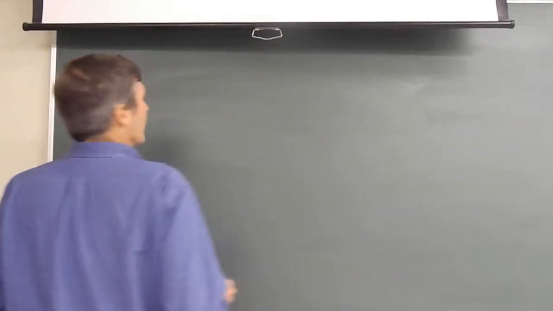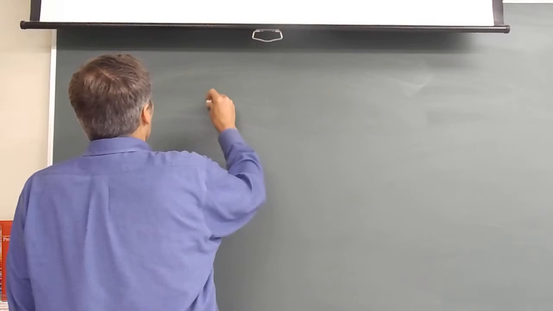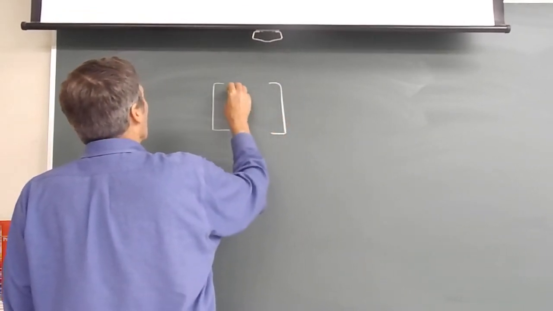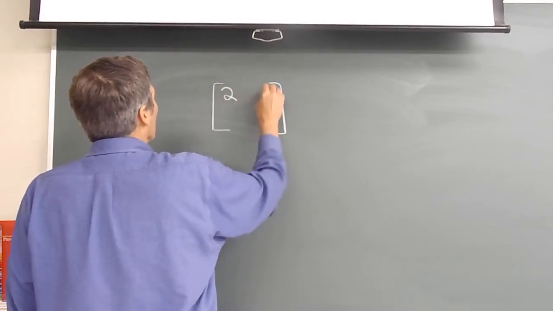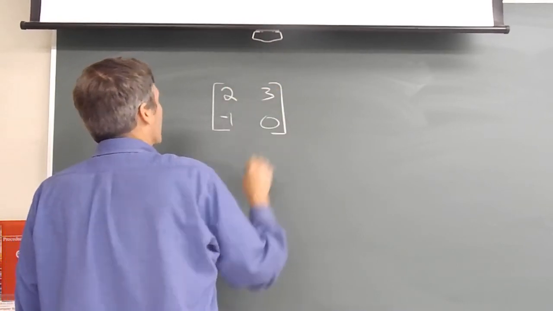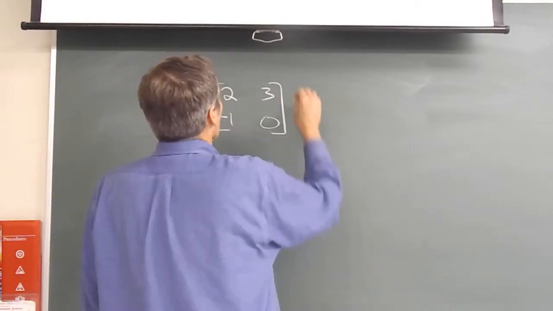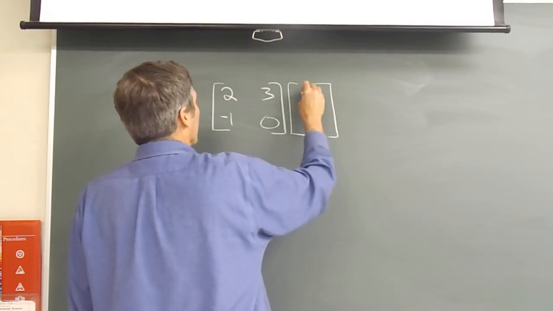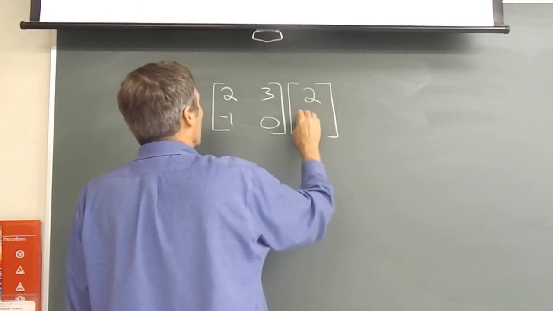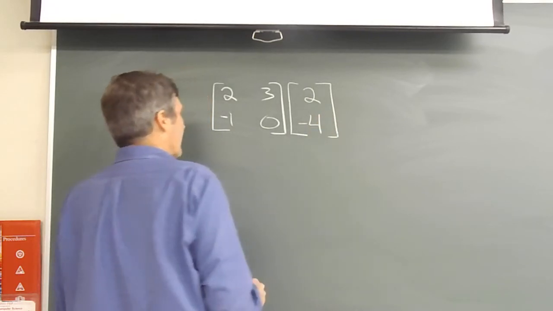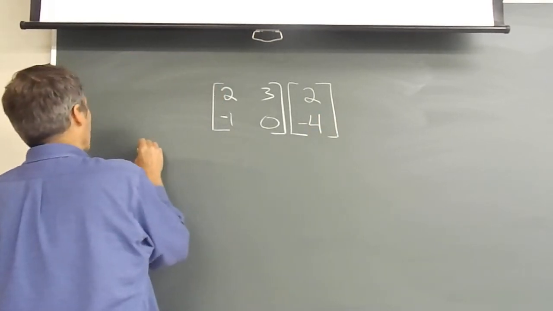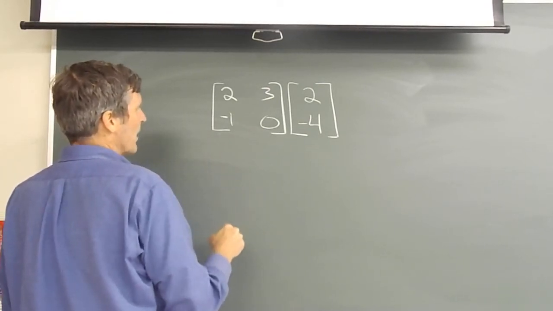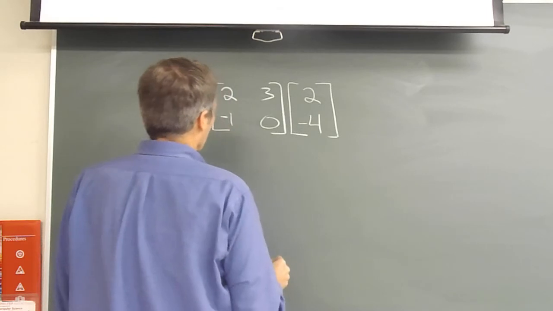Here's the idea. If you have a matrix, 2, 3, minus 1, 0, here's a 2 by 2 matrix. We could multiply it by a vector, maybe, and it has to be compatible for multiplication. We'll say that an n by n matrix can multiply an n by 1 vector, and it works like this.